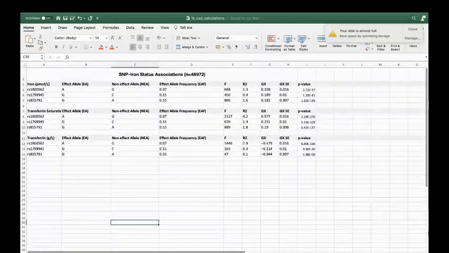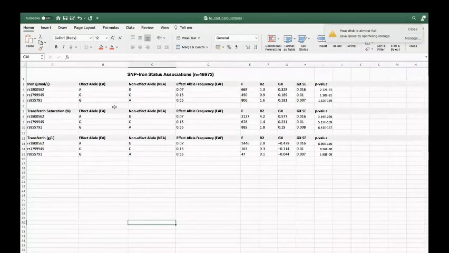So if it's okay, I'll go through the calculations with you now. This is based on Burgess's work that he published in 2017, looking at the effect of iron on coronary artery disease. Again, I've taken just 3 of the metrics: serum iron, transferrin saturation, and transferrin itself. We can see the effect allele, the non-effect allele, effect allele frequency, and then the F statistic, the R squared statistic, and then GX, which is the association between the genetic variant and the exposure. Here the exposure is iron, and then the standard error of that GX, and then the p-value.